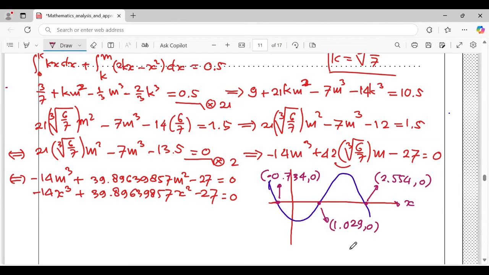M greater than K. So it means M is this one and this one. So our conclusion, M equals 1.029 or M equals 2.554.